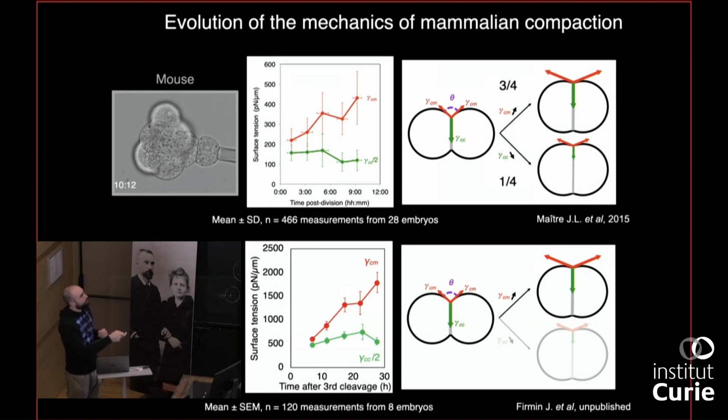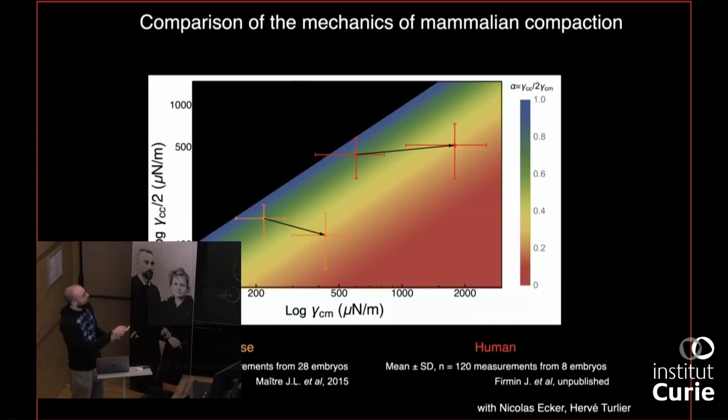Okay? We rely entirely on this increase in gamma CM, while the mouse is compacting thanks 3/4 to the increase in gamma CM and 1/4 to the relaxation of cell-cell contact. So the strategy is qualitatively conserved with this increase in gamma CM, but quantitatively there are some differences. We can also compare them on a phase diagram where we have here the tension at the cell-medium interface, and then on the y-axis the tension at the cell-cell contact. And color-coded is the ratio gamma C over gamma CM, which corresponds to the cosine of the contact angle.